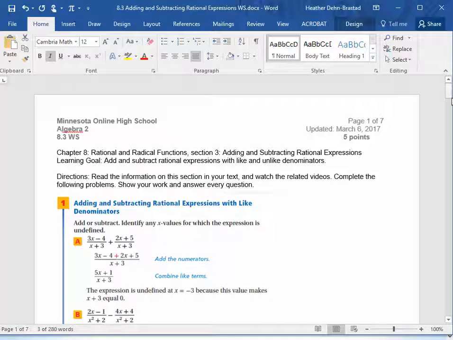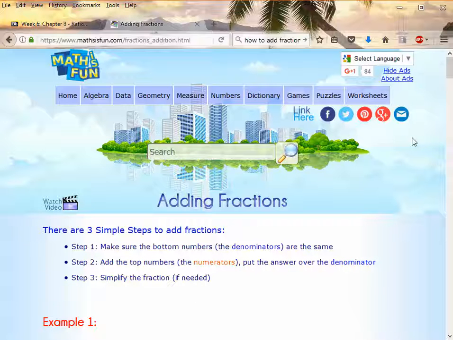Before we get started on the problems, I wanted to review how to add fractions. This is going back to middle school, elementary school, and here are the steps. Step 1, make sure the bottom numbers, the denominators, are the same. Step 2, add the top numbers, the numerators, and put the answer over the denominator. And step 3, simplify the fraction if needed. Those are the exact same steps that we are going to do today.